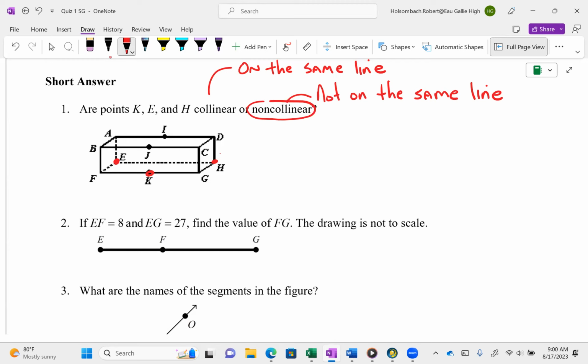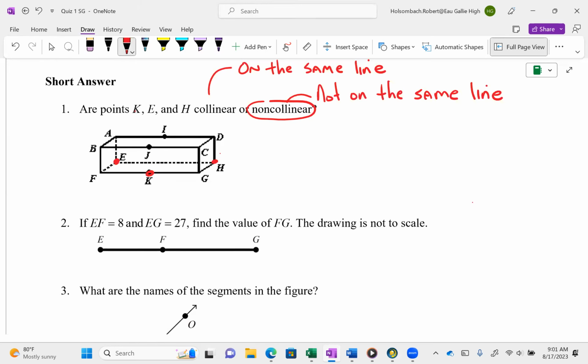Are they coplanar or non-coplanar? They're coplanar, aren't they? Aren't they all in the bottom of the box, basically? That plane that occupies the bottom of the box. All right, very good.